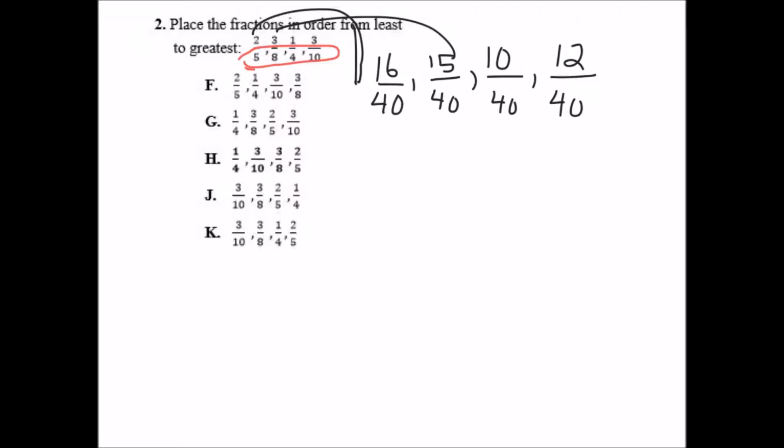So now my fractions in order are going to go 1/4. So that's going to be number 1. Then after that, 12/40ths becomes this 3/10, so that's number 2. Then 3/8, which is 15/40ths, and 16/40ths. So we're looking for 1/4, 3/10, 3/8, 2/5. The correct answer is H.